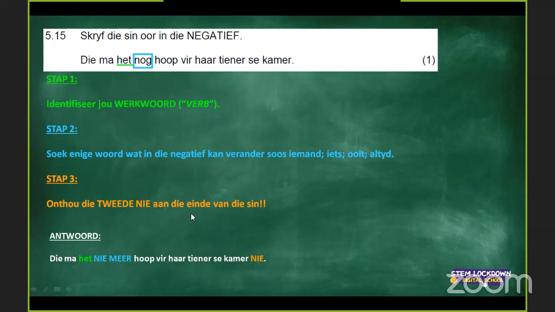En dan onthou die tweede nie aan die einde van die sin. It's important to remember the second nie at the end of the sentence. Often you remember to put the first nie, you remember to change the word that needs to be changed if one was given, but then you forget to add the second nie. Okay, so ek het hier die ma het nie meer hoop vir haar tiener se kamer nie. Okay, so I've remembered nog becomes meer. I've kept my verb, and then my nie goes to the end of the sentence.